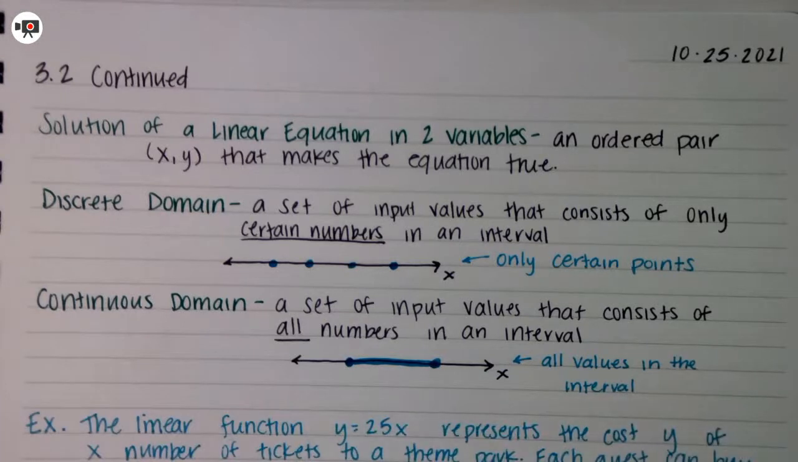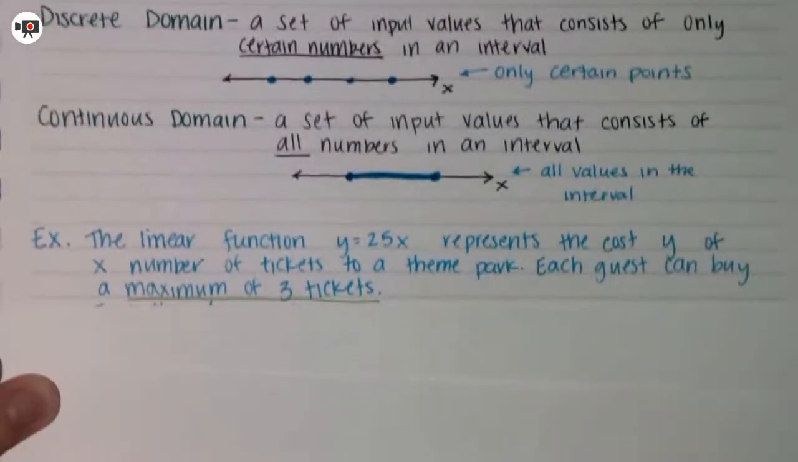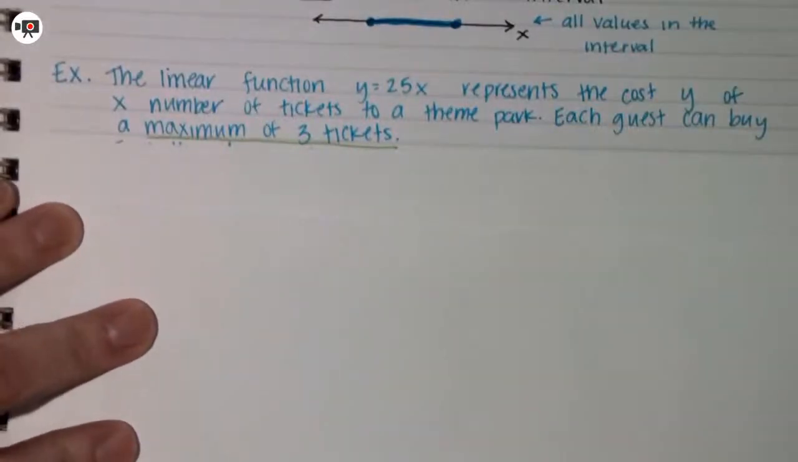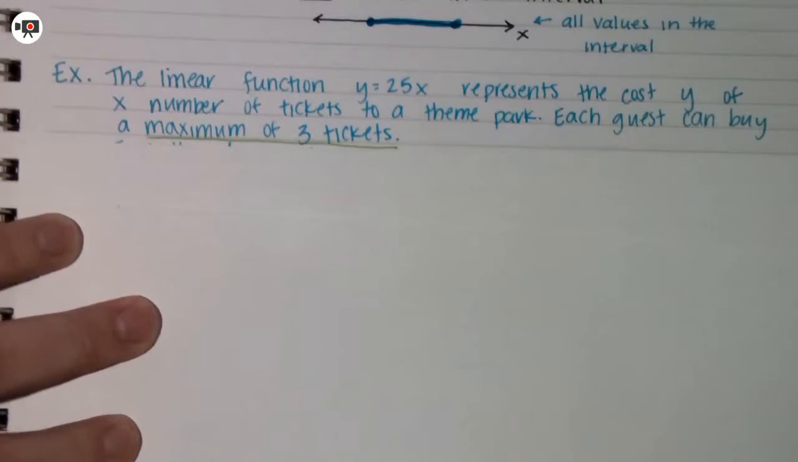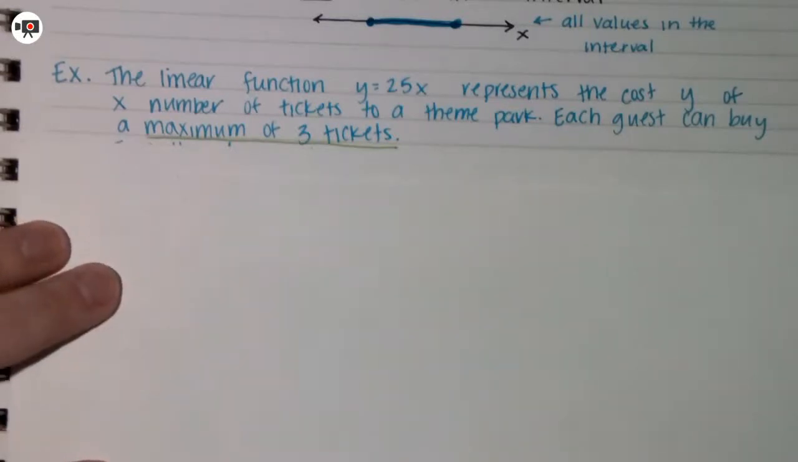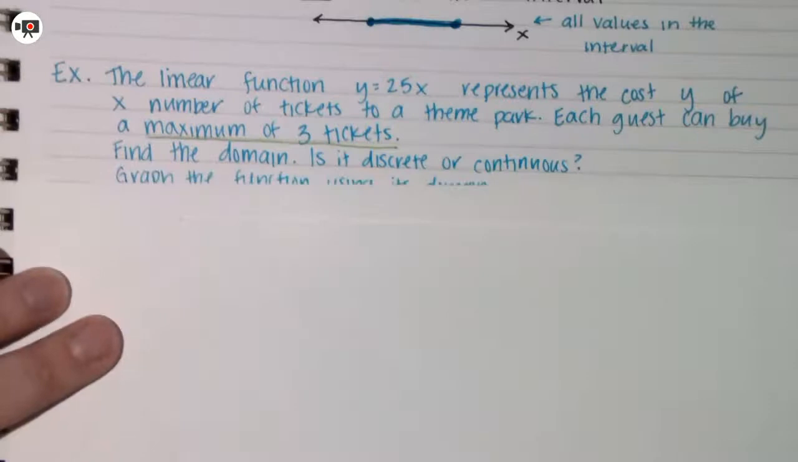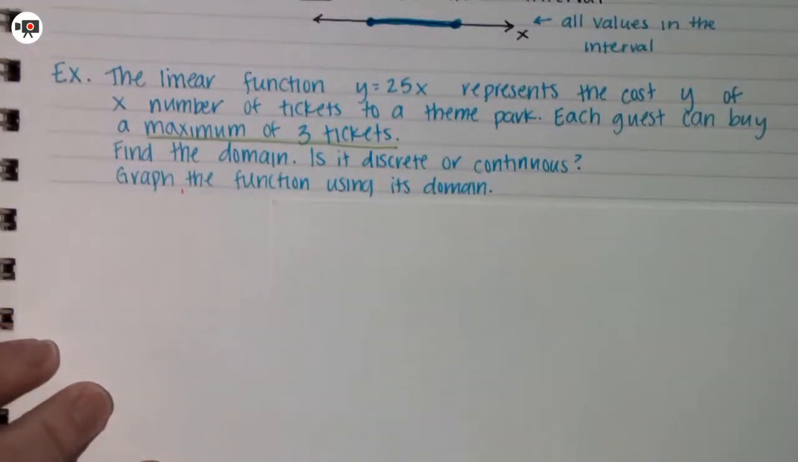Now let's look at an example. Let's say the linear function y equals 25x represents the cost y of x number of tickets at a theme park. Each guest can buy up to, or a maximum of, 3 tickets. We're going to find the domain. Is it discrete or continuous? And we are going to graph it using the domain.